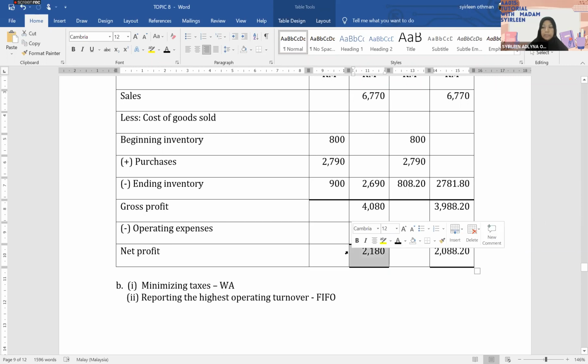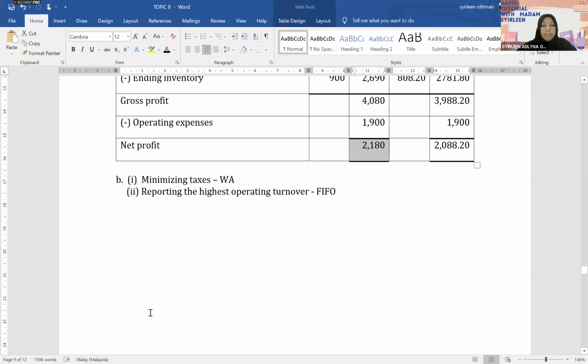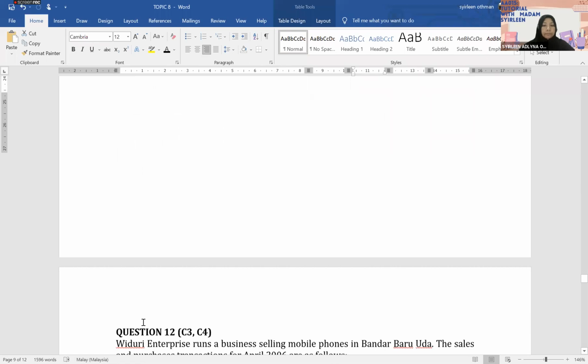This is analyzation lah. You analyze whatever that you have calculated earlier. Okay, alright, that is for question 11. Okay, tada, habis dah soalan 12 last. Okay, ada apa-apa nak tanya? Soalan 11? Tak ada. Alright, question 12.